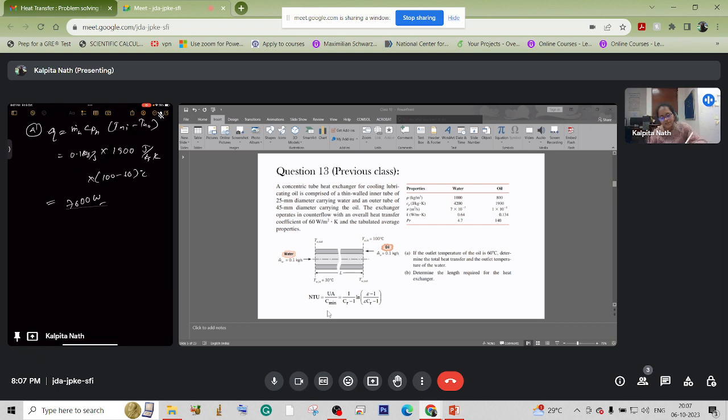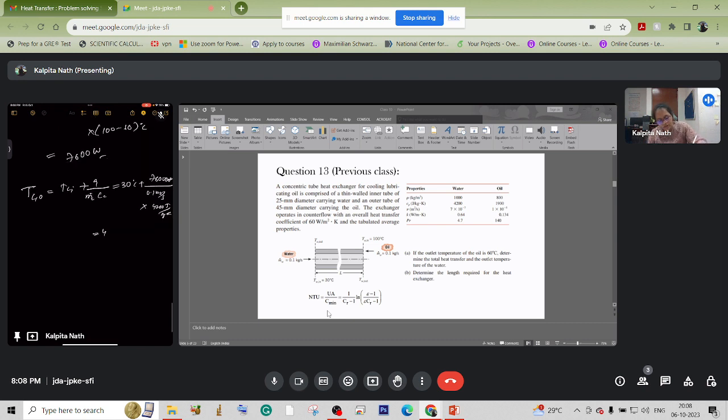Now, from energy balance on the cold fluid, we can find out the cold fluid outlet temperature, that is Tci plus Q upon mc dot Cpc. So this is 30 degrees Celsius plus 7600 watt upon 0.1 kg per second into 4200 joule per kg Kelvin. So this is 48.1 degrees Celsius.